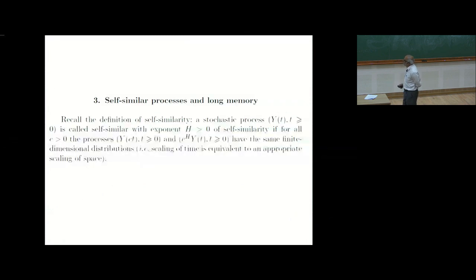So now we come to self-similar processes. Self-similar processes are such that you can scale them up. A stochastic process Y(t) is called self-similar with exponent h if for all c, Y(ct) and c^h Y(t) have the same finite dimensional distributions.